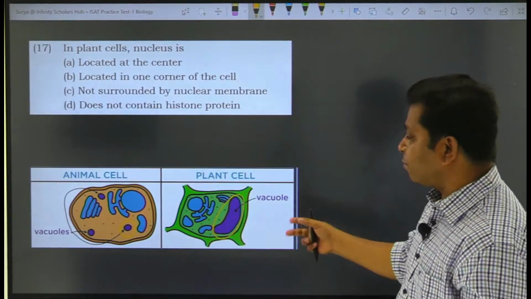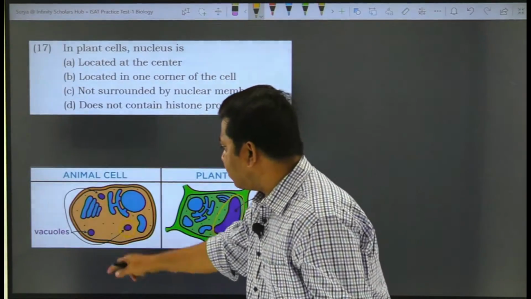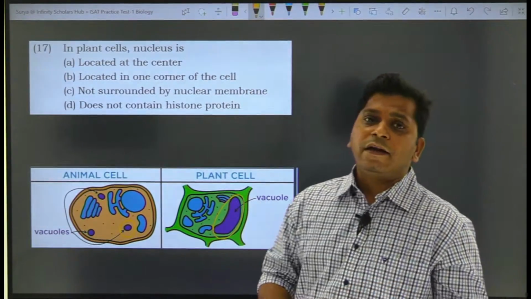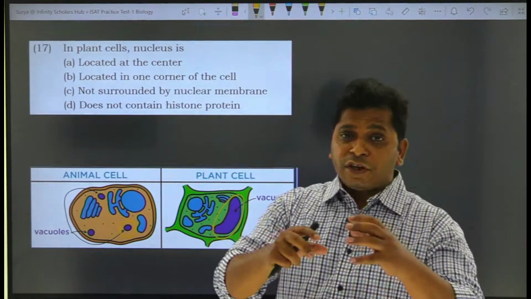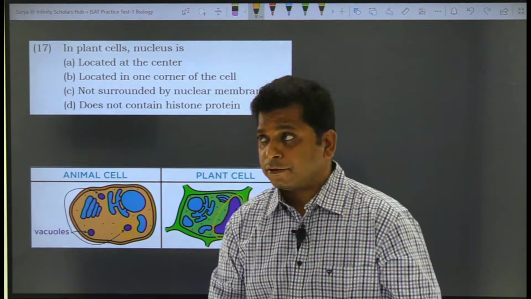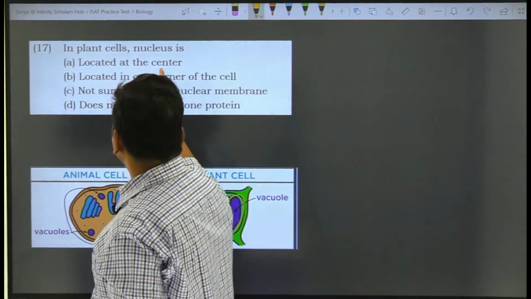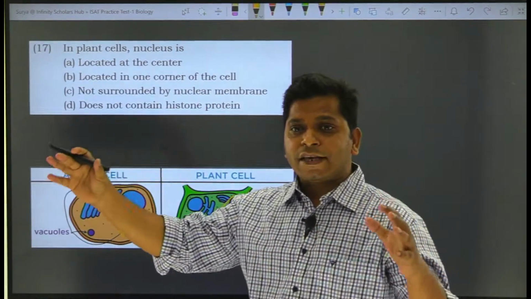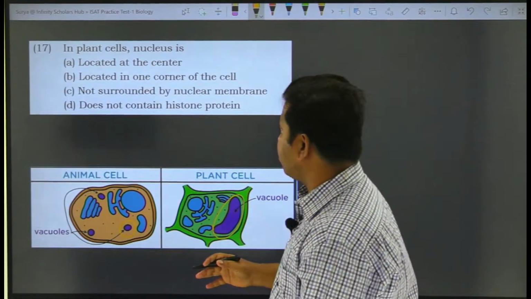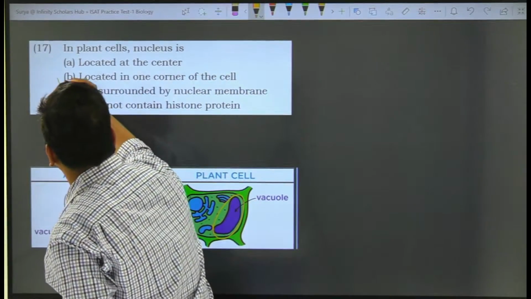So, such a large vacuole is present in the plant cell. But in case of the animal cell, the vacuoles are relatively small in size. So, therefore, the nucleus is mostly present around the center of the cell. If we look at the options here, located at the center, no, it is not correct, because they would be present in one side of the cell or one corner of the cell. Located in one corner of the cell, this could be a correct option.